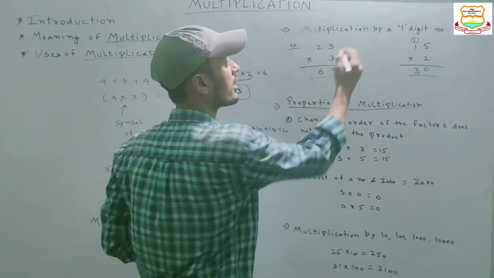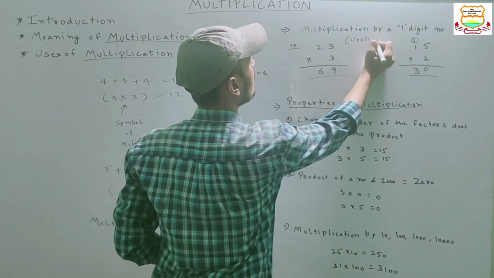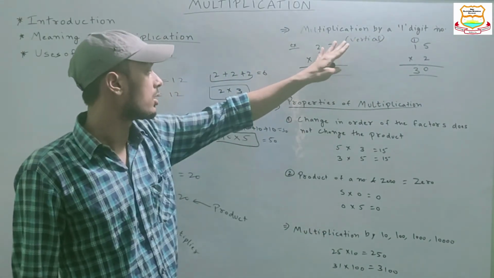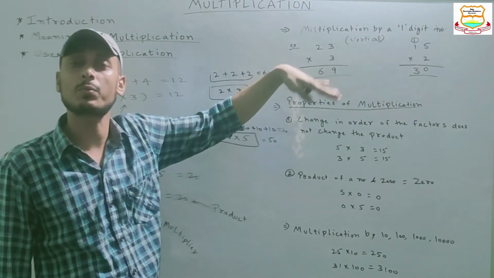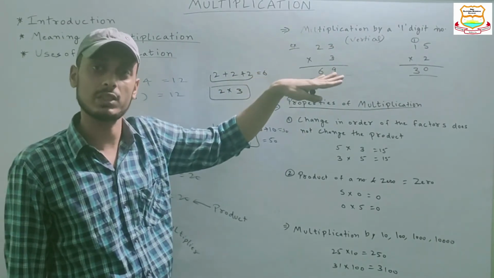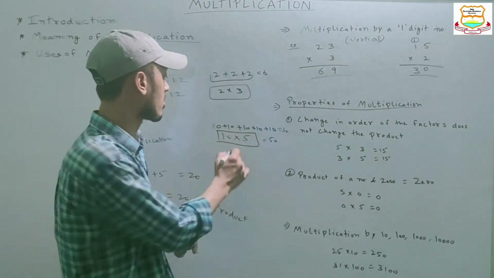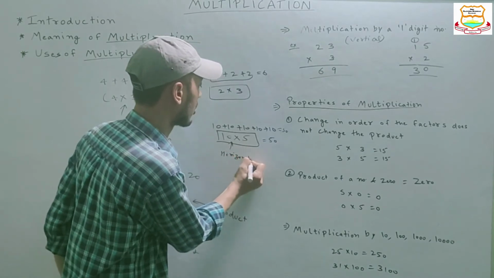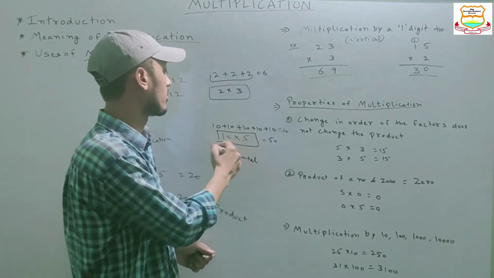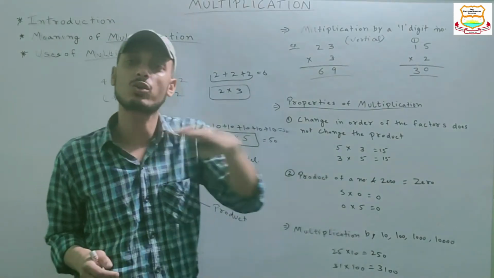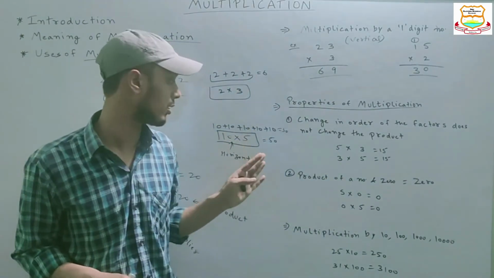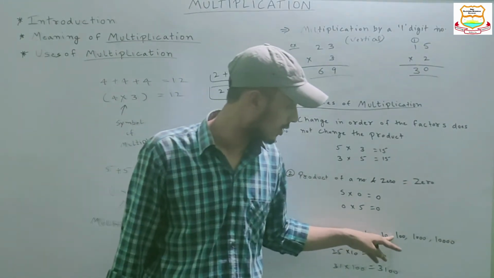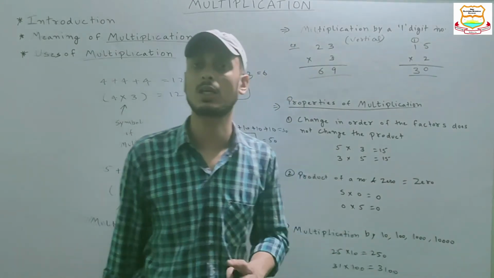This is called vertical multiplication. Why is this called vertical? Because the numbers are written vertically up and down. Got it? There can be horizontal multiplication. This is called horizontal multiplication. Horizontal, because these factors are written in a horizontal row. So let us come back to the topic, multiplication by 100, 10, 1000 or 10,000.